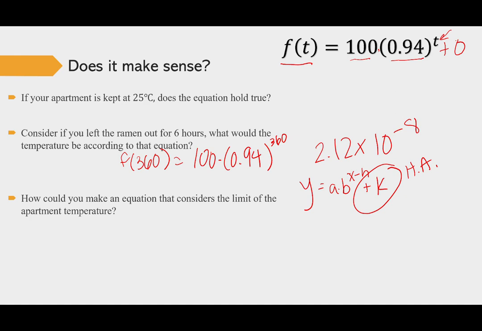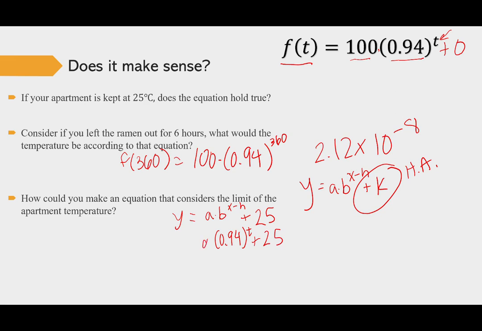Okay, hopefully you got some good ideas. Let's go back to this idea of horizontal asymptote. So we know that we want it to level out at room temperature. So if we use this basic equation again, we know that we want it to be plus 25. 25, we want it to be our horizontal asymptote. And we already know b is 0.94, and we're just going to keep our variable of t, time, plus 25.